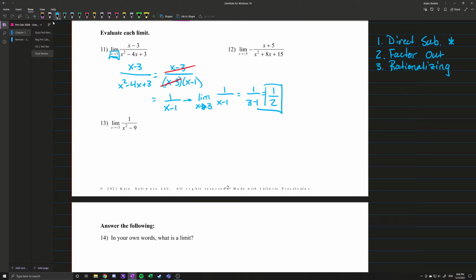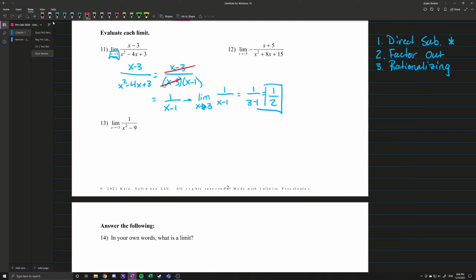Okay, and we're going to do the same kind of thing for number 12 as well. So I'm going to do this in red so I can leave that stuff up there. If we plug -5 into our function, we'd get 0 down bottom. I think. Let's check that. So this would be 25 minus 40... Yeah, so we'd get 0 on the bottom. Okay, so that is trying direct substitution. Now we need to factor something out.